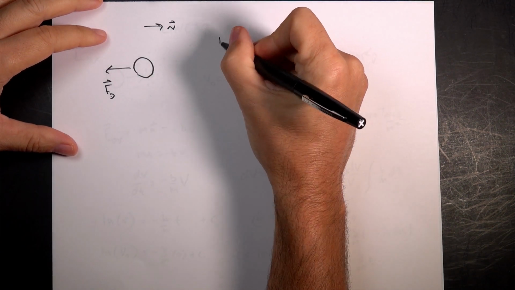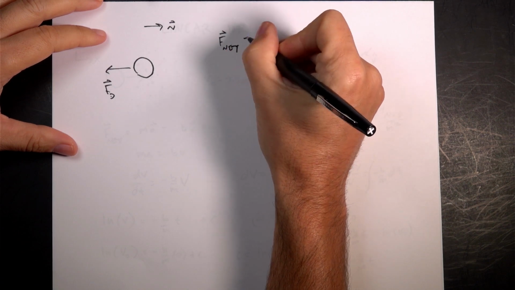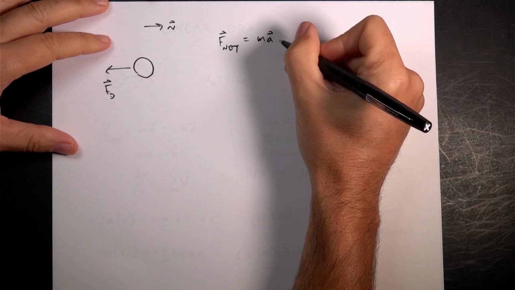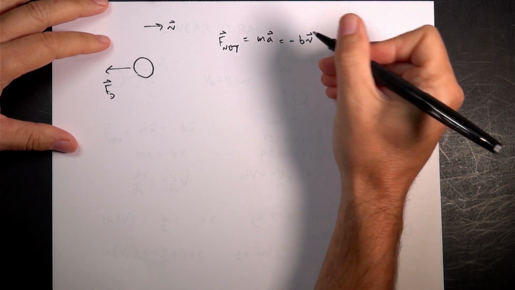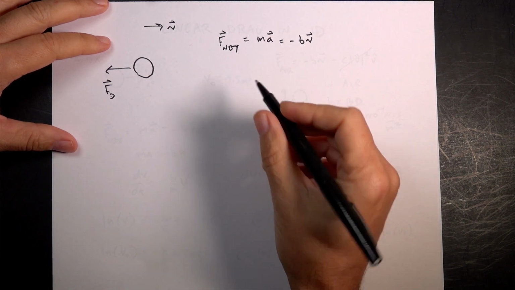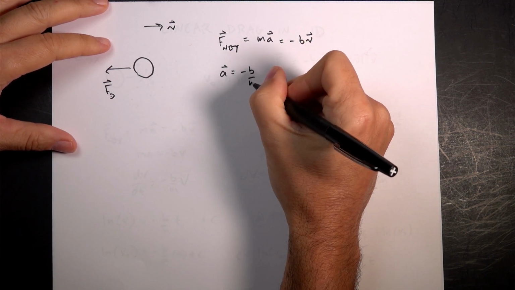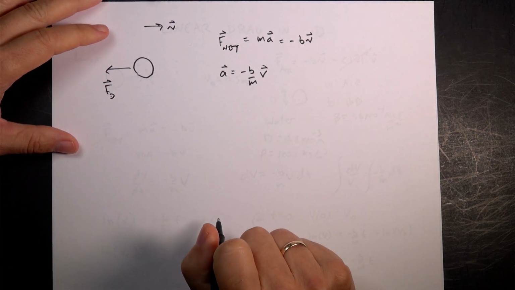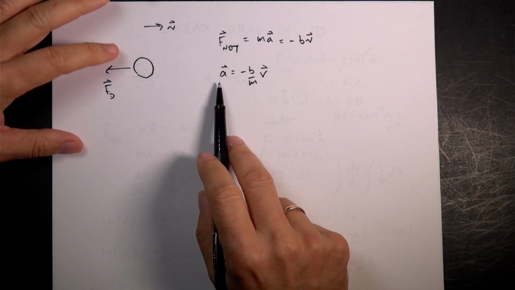So I can write this. F net equals MA. We did that before. And that's going to be equal to negative B times V. We already said that. So if I solve this for the acceleration, I get A equals negative B over M times V. So here's the deal. I can calculate the acceleration for this object.